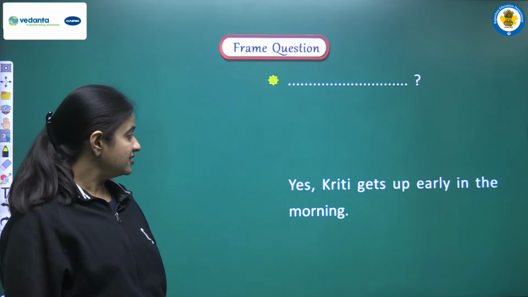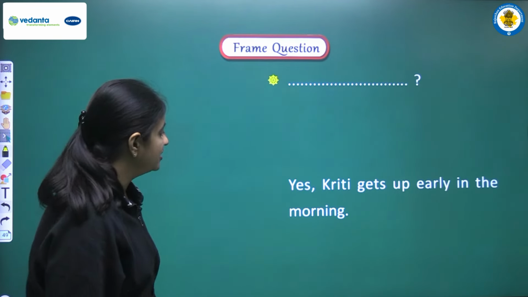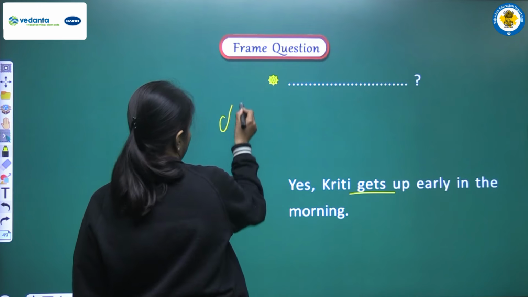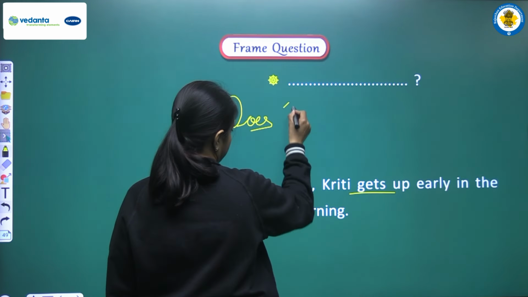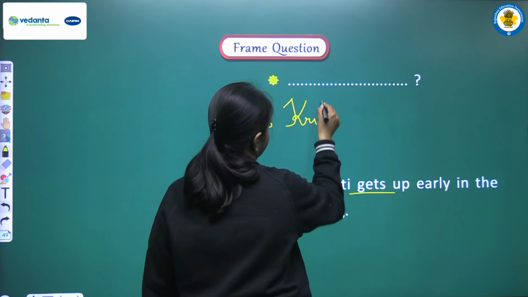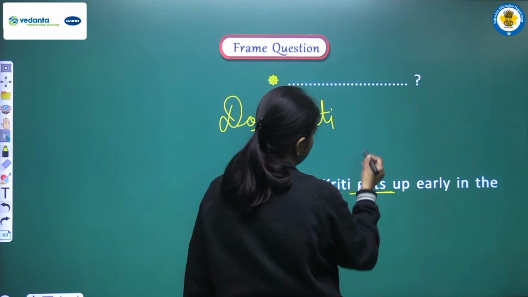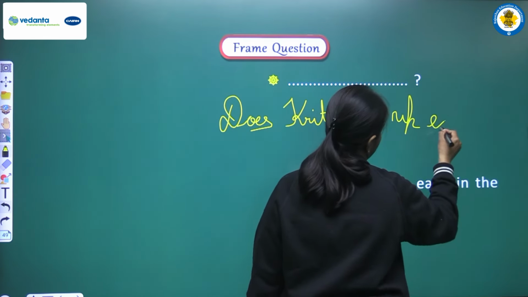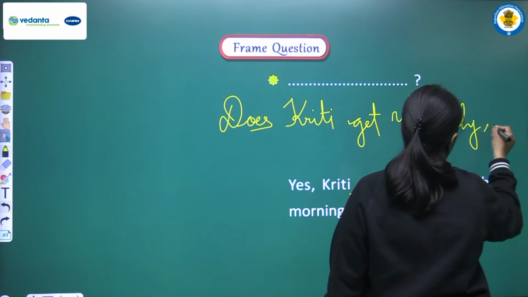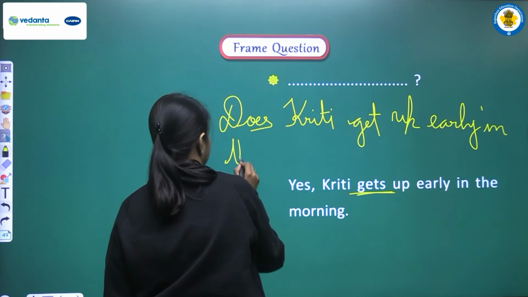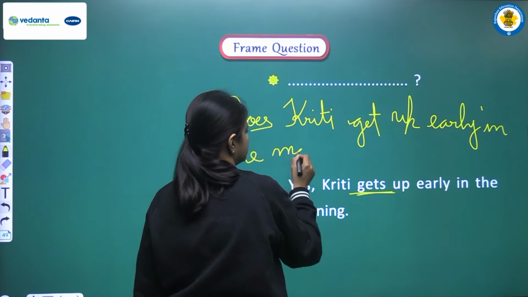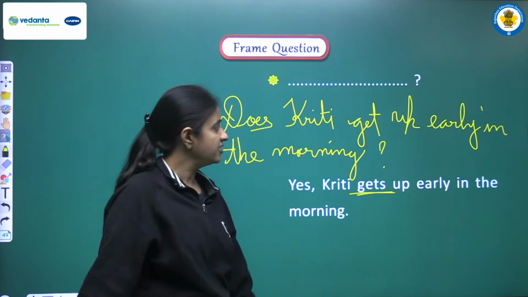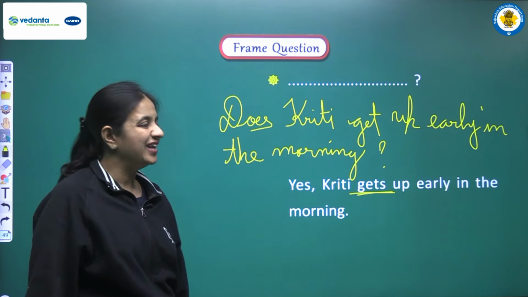Next is yes, Kriti gets up early in the morning. Gets up, it means we have does hidden here. So we have to use does. Kriti. Now in place of gets we have to write get. Get up early in the morning. So this is the question. Does Kriti get up early in the morning?